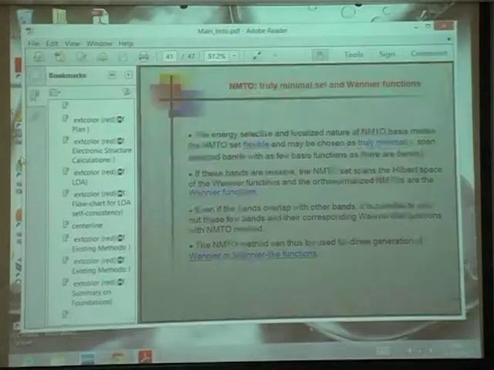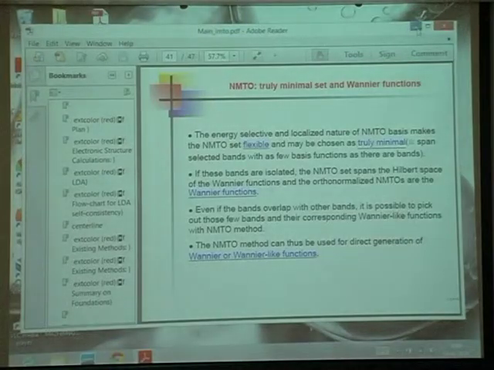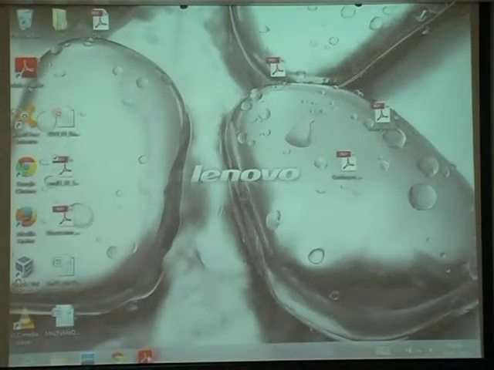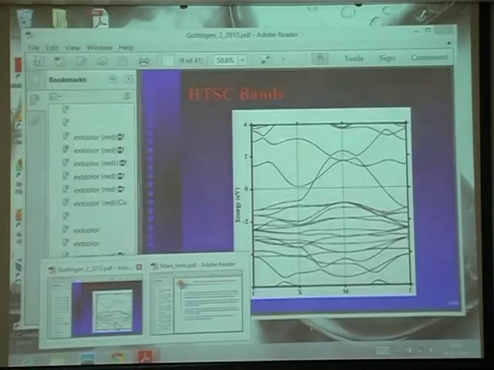So, with this very brief introduction, let me go back to the IISc cuprate problem.